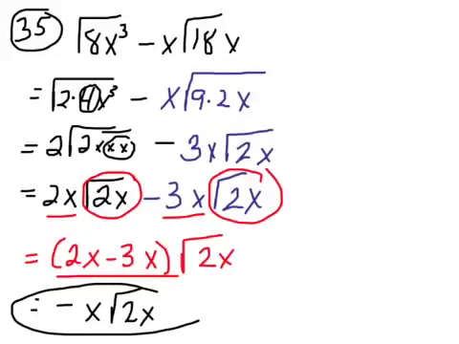So that's how you do 35. You have to simplify each one and then notice that they're like terms.